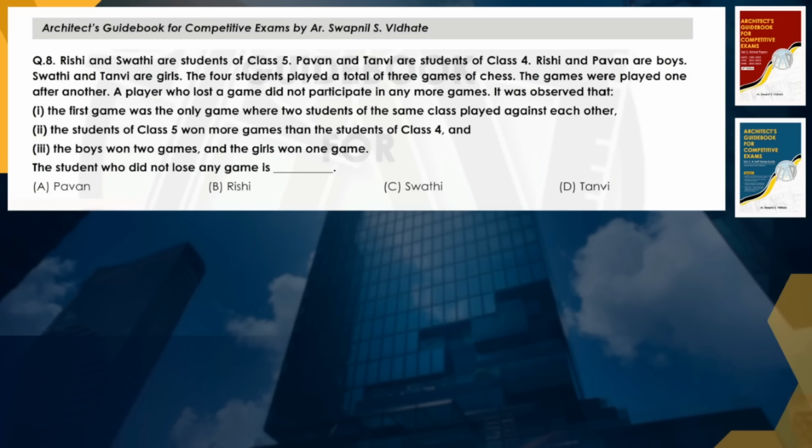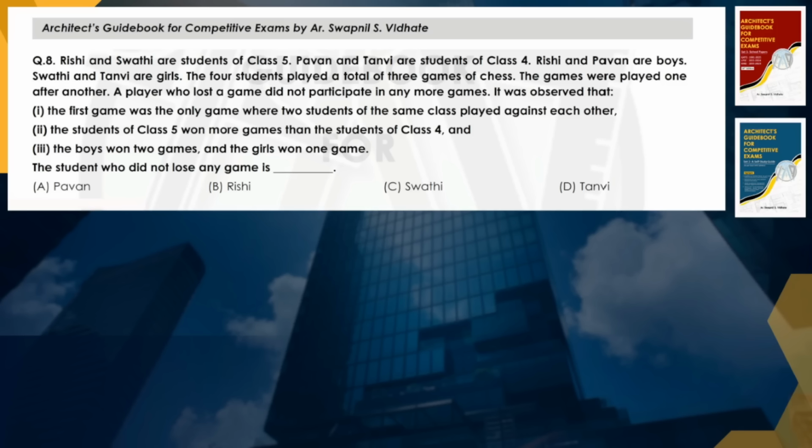It was observed that, condition 1: the first game was the only game where two students of the same class played against each other. Second condition: the students of class 5 won more games than students of class 4. And the third condition was the boys won 2 games and the girls won 1 game. Now the question asks, the student who did not lose any game is which of the following? Pawan, Rishi, Swati and Tanvi, right?